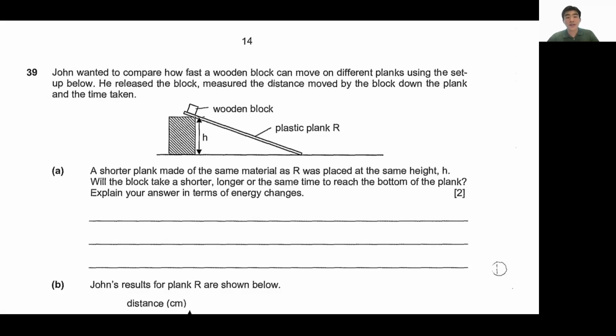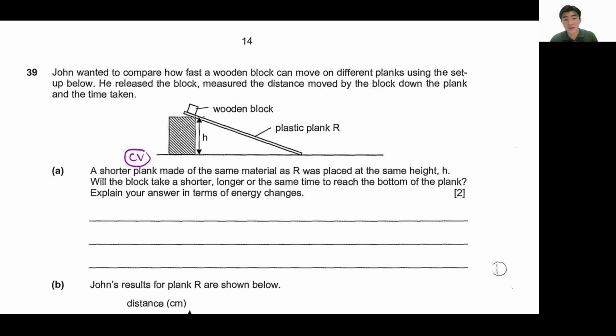Now, first off, the question says that there is a wooden block and a plastic plank. The aim is to compare how fast the wooden block can move on different planks. So what is the change variable? Can you see over here that they say a shorter plank, made of the same material. So the change variable is therefore the length of the plank. Are you able to see that?